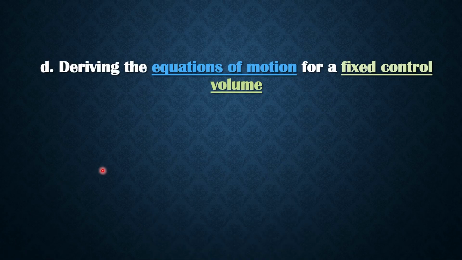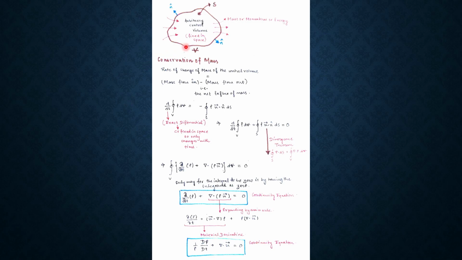Now for the next step, I need to derive the equations of motion for a fixed control volume. This fixed control volume is really a good approximation. So for that, I have assumed an arbitrarily shaped control volume that is fixed in space, not moving. It has a volume of V, a surface area of S, and I have shown the flow coming in and coming out in red arrows, and the normal vector to the surface through blue arrows.